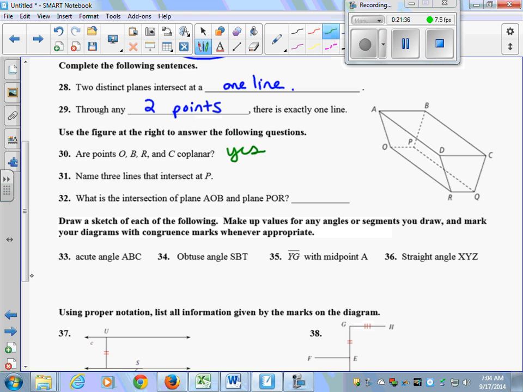Name 3 lines that intersect at P. Here's P. So 3 lines would be OP, BP, and QP. What is the intersection of plane AOB and plane POR? AOB is this plane. POR is this plane. So they intersect at OP. And 2 planes intersect at a line, so you need both arrows there.